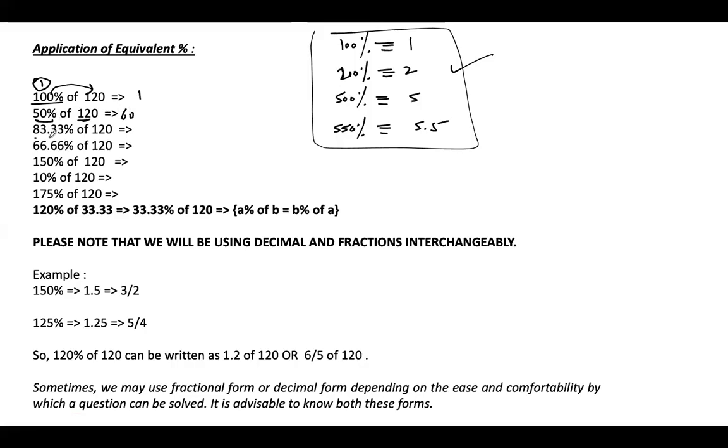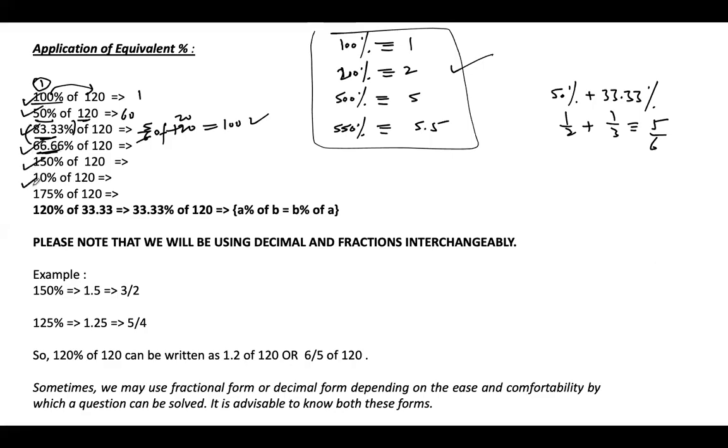Yes, 1 by 2. Similarly, 83.33% would be 5 by 6: 50% plus 33.33%, 1 by 2 plus 1 by 3, which is nothing but 5 by 6. 5 by 6 of 120, so 20 into 5 is 100. Similarly, 66.66% would be 2 by 3. These are important fractions that you should remember. So 66.66% is 2 by 3 of 120, which is 80. Similarly, 150% would be 3 by 2.